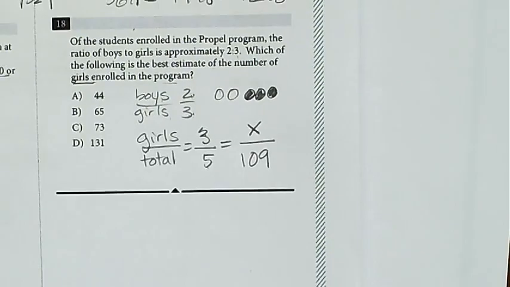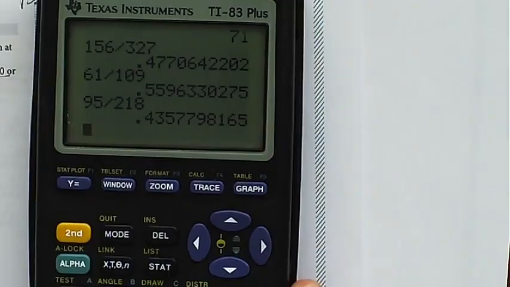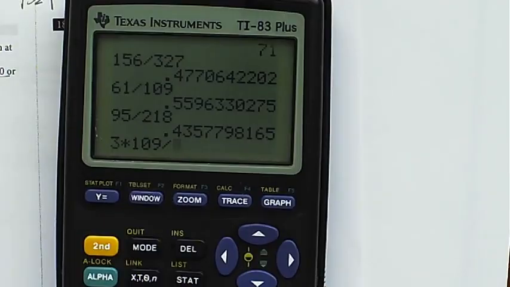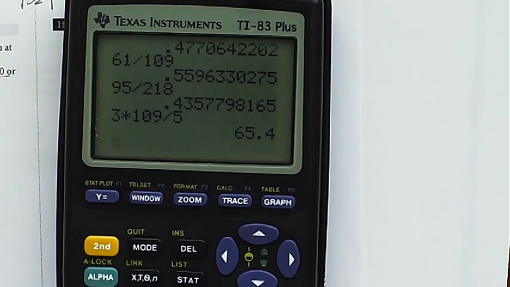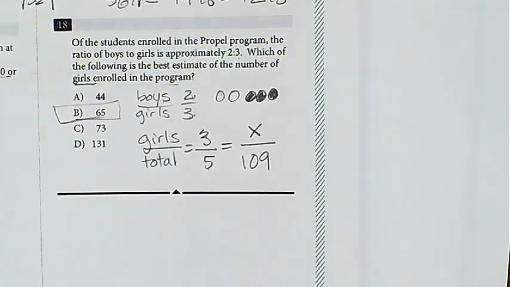Now that's a little bit challenging, but with practice you would be fine. So let's do 3 times 109 divided by 5. So 65 would be girls in Propel.